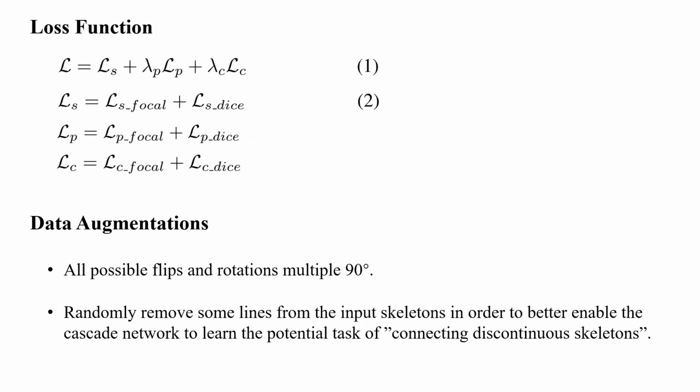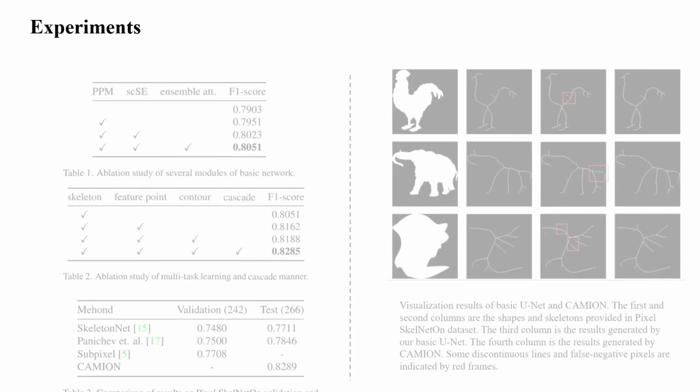For data augmentations, we use possible flips and rotations by multiples of 90 degrees. In addition, we randomly remove some lines from the input skeletons in order to better enable the Cascade network to learn the potential task of connecting discontinuous skeletons. In the specific implementation, we use a coarse cutout only for the skeletons before feeding into the network.